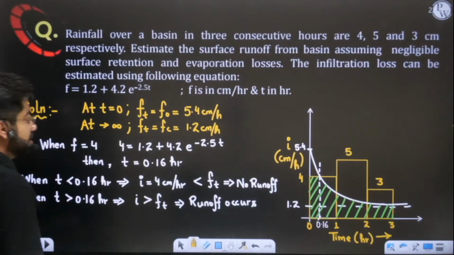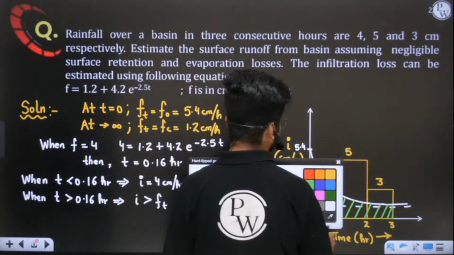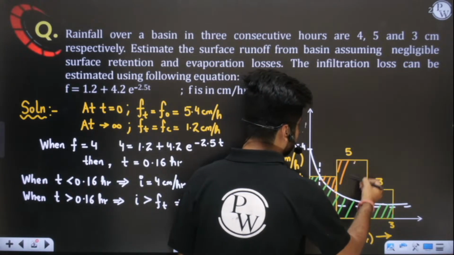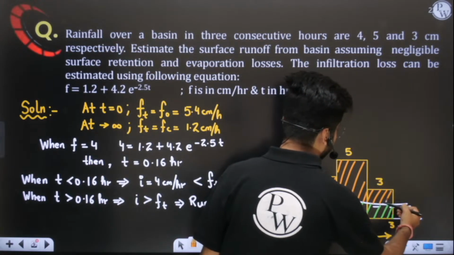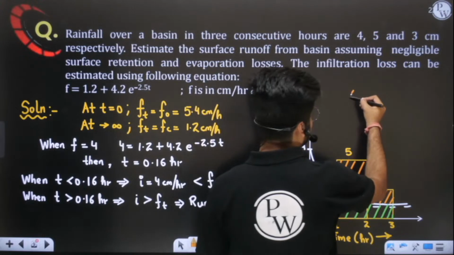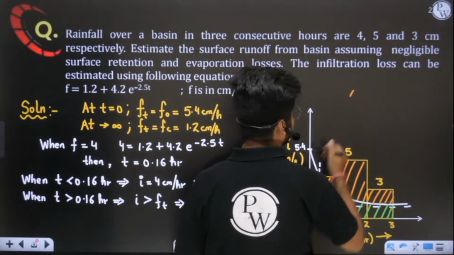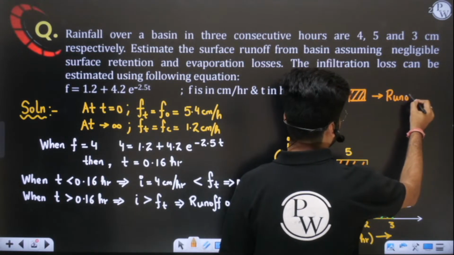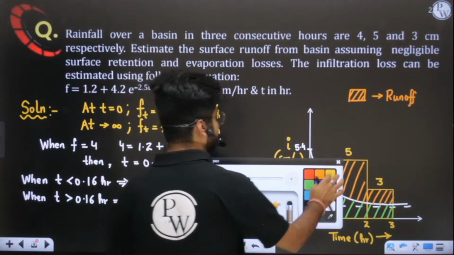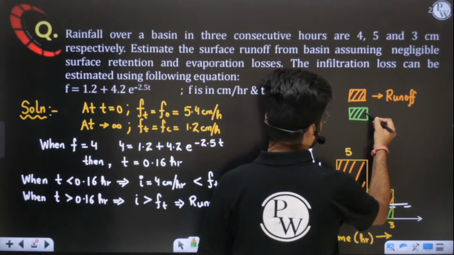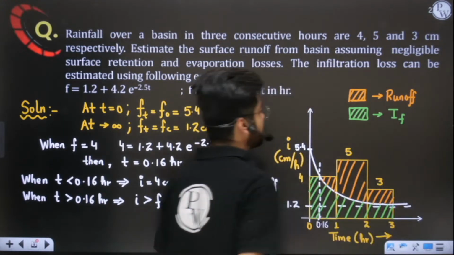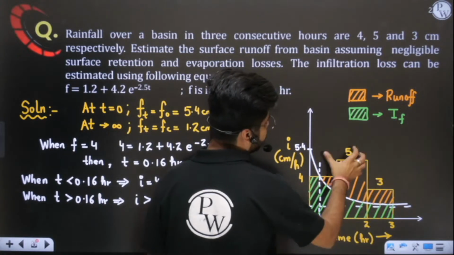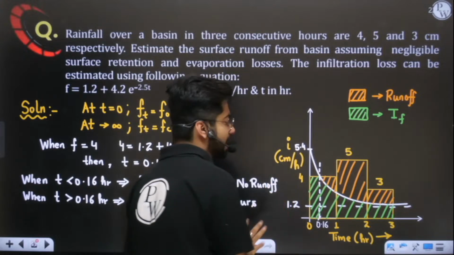See, if you want to see where is runoff in this graph, we will shade it with some different ink. Let us use this ink. This area which you are seeing here, which is above this infiltration curve, this is runoff. This color is representing runoff. This green color here is representing infiltration. So out of this total rainfall, this is runoff, this portion is infiltration. I hope this is very, very clear to you.